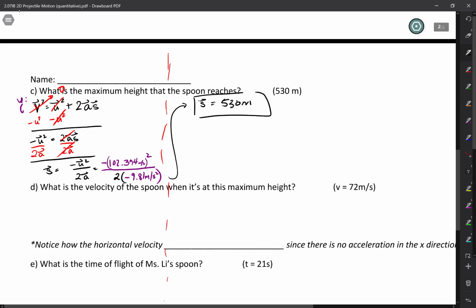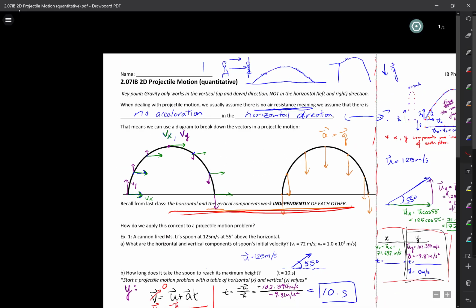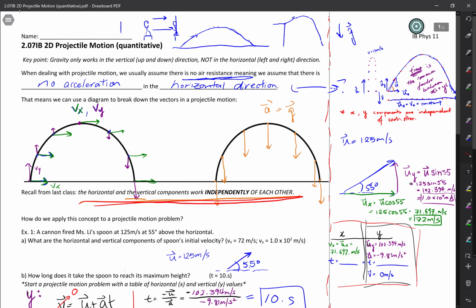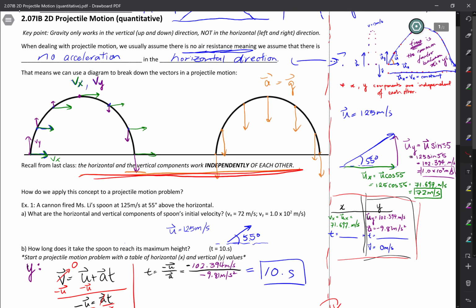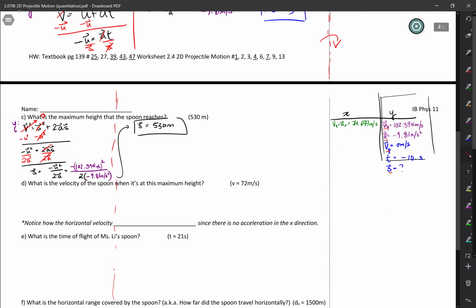Next one is looking at what is the velocity of the spoon when it is at its maximum height. This is actually very funny because you don't even have to do any calculations. Why? Let's go up to the top. Take a look at our little drawing and the other drawing. Notice that at the maximum height, Vy is 0. Vy is 0, which means at the maximum height, the only velocity there is the horizontal piece. And we know that the x component of our velocity never changes in the entire motion of the 2D projectile, the entire trip. So in fact, we don't even have to solve this.